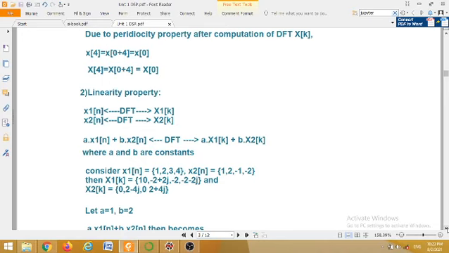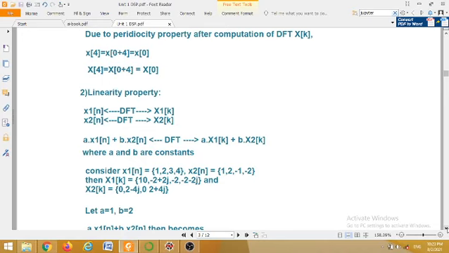So taking the inverse of X1 of k, you will get x1 of n. That's why it is pointed on both sides. So x1 of n, DFT is X1 of k, and X1 of k, IDFT is x1 of n. Both things are possible. Similarly, x2 of n, DFT is X2 of k.